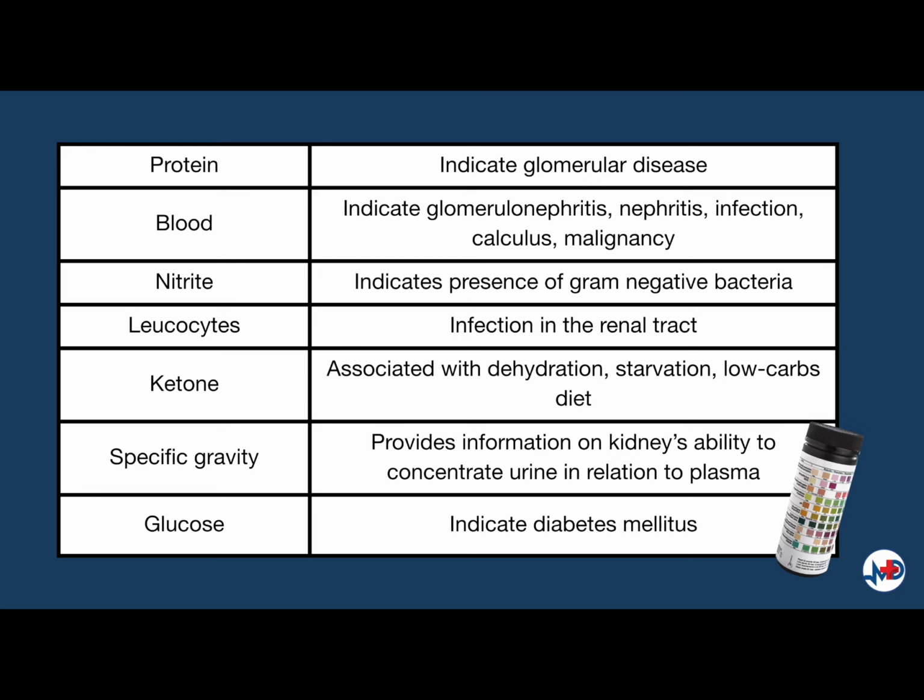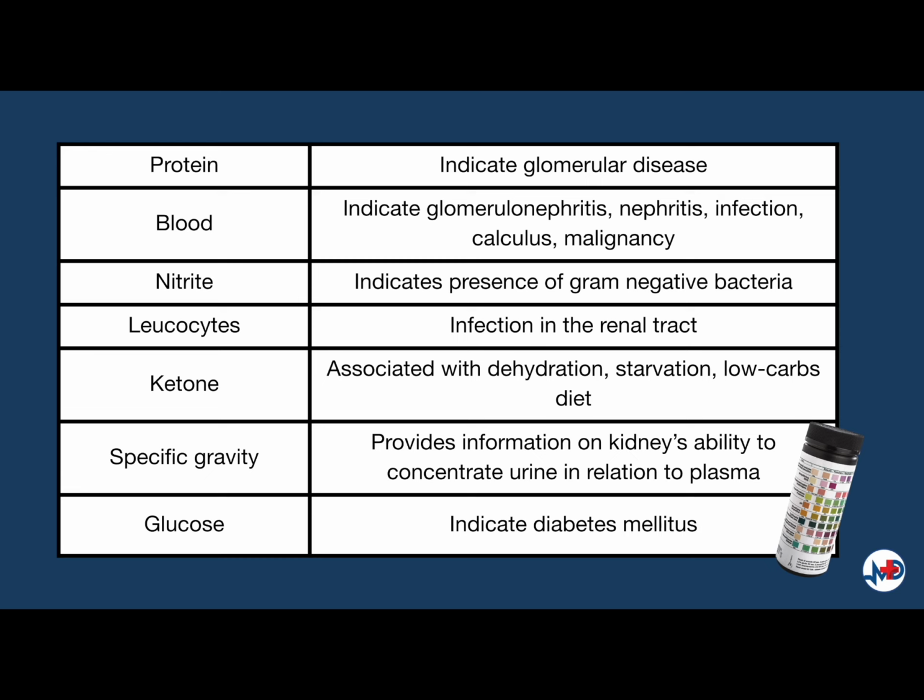This is an example of a urine analysis, and the container at the bottom of the slide shows you the different colors where you can compare and determine the state or presence of any one of these components. Presence of protein indicates glomerular disease. However, sometimes protein can also reflect an infection or an injury to the tract due to calculus. Presence of blood indicates possible glomerulonephritis, nephritis, infections, calculus or malignancy.